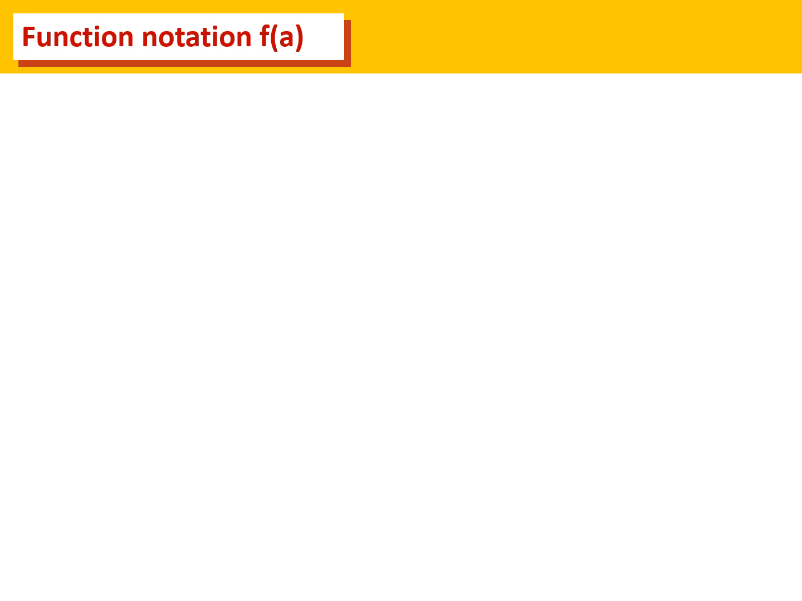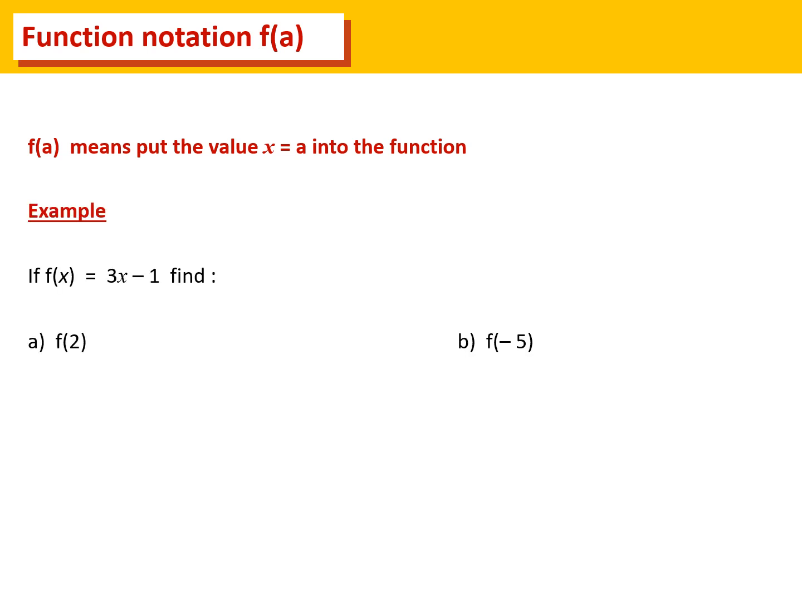We're now looking at the notation f of a. Very simple to understand, it just needs remembering. F of a means put the value of x equals a into the function. Here's an example. Our function f of x equals 3x subtract 1. That means 3 times x subtract 1.